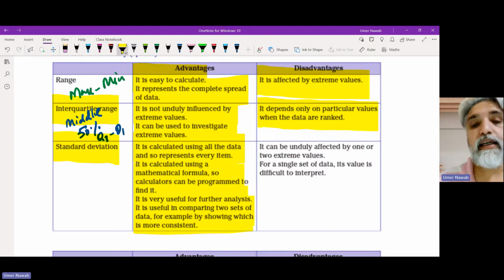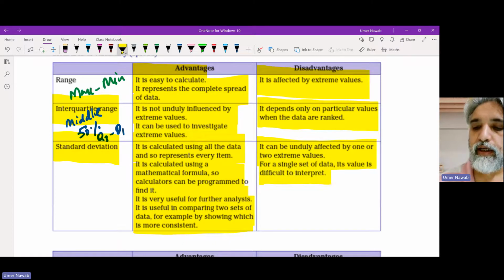It is useful in comparing two data set values. Yes, guys, as I said, in box and whisker, or when any statistical diagram or statistical distribution is given, we can find the standard deviation and compare the two standard deviations. That also helps us to compare the two data sets. Then the disadvantage: like the mean, it is affected by the extreme values.